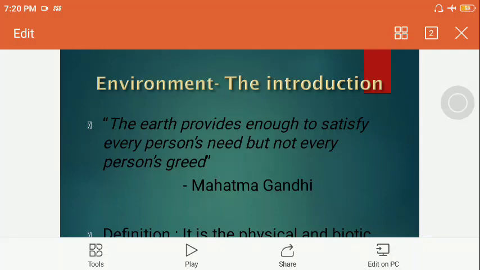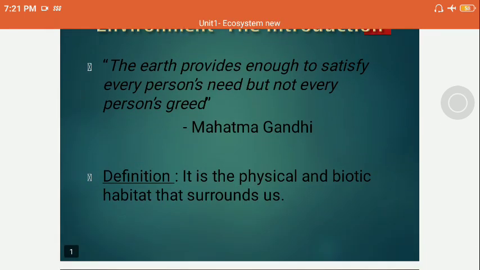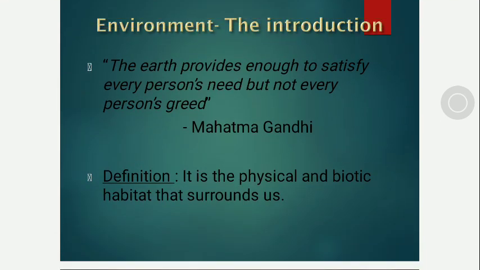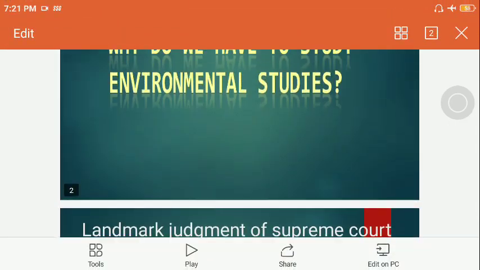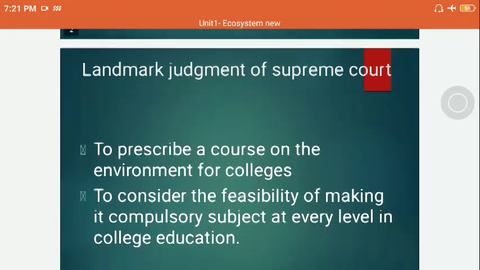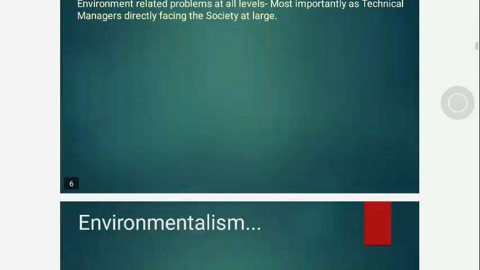Hello everyone. So as you can see over here, this was our previous class. We had basically seen the definition of environment, why we should study environmental studies, what the basic things are, all those things.